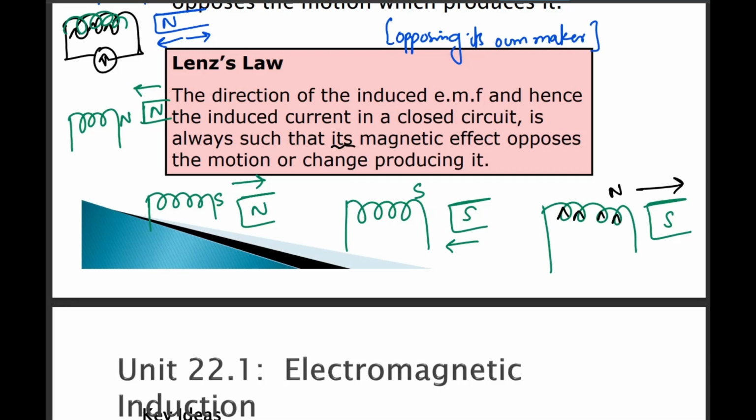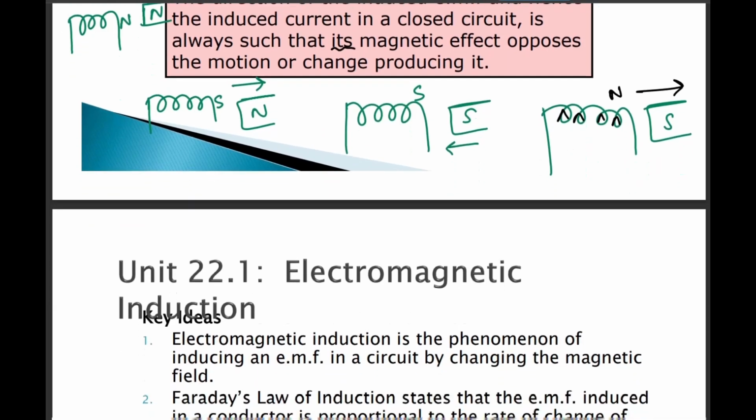So whatever the maker or its own producer, that is the magnet on the outside, is trying to do, the current of the coil is always trying to oppose it. Do we understand the meaning now? This idea is not peculiar. It's not very out of the ordinary.